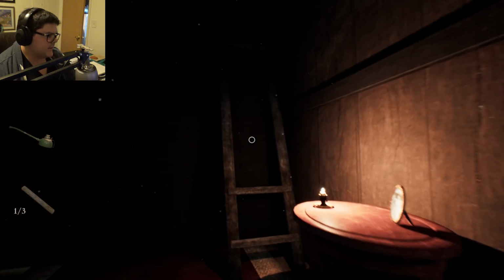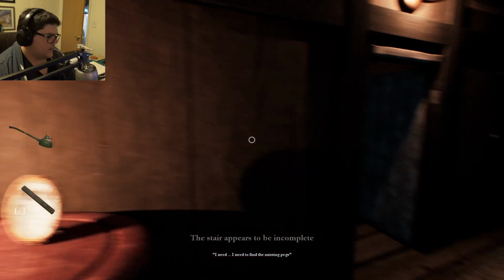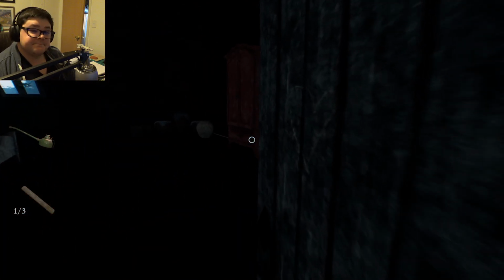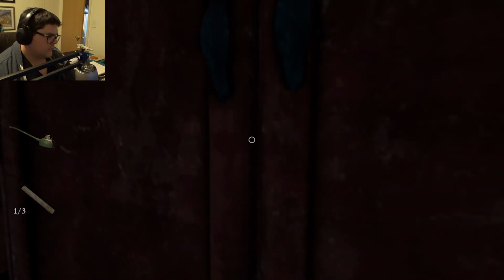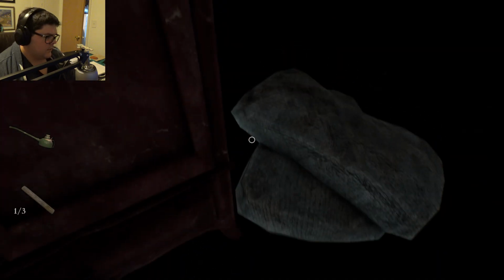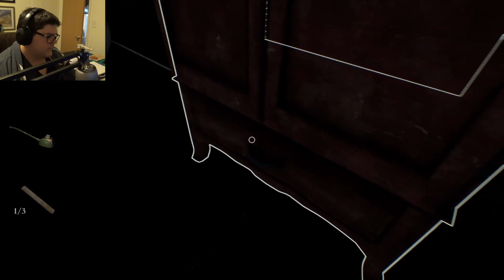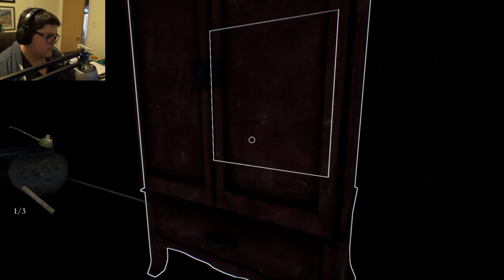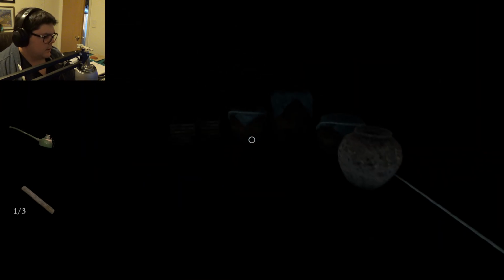Oh, I know what it is. These are rungs for this guy, aren't they? I need to find the missing pegs. Okay, well. I probably shouldn't be in here. Okay. Let me move this back just a little bit. There we go.